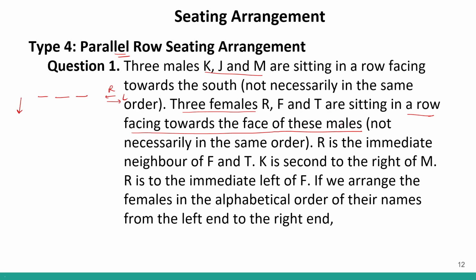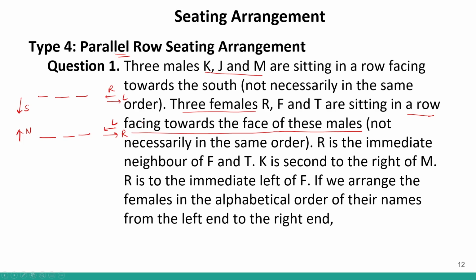I told you there could be 4 possibilities. Either all of them are facing the same direction, or they are facing towards each other, or they are facing away from each other, or mixed directions. So they are facing towards each other because they are facing towards the face of these males. So we will have 3 females over here looking at the north direction. If they are looking at the north, this will be the right and this will be the left. Clear? This much information is clear to you?